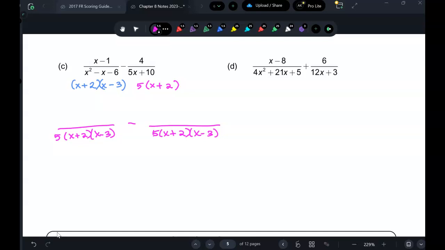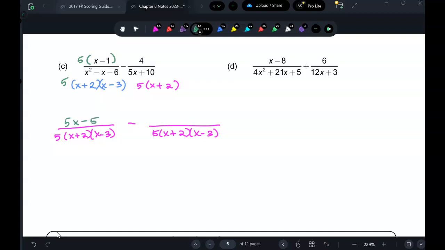Okay. So look at the first one. We have the x plus 2, x minus 3. What are we missing? 5. So I'm going to multiply the top by 5. I'm kind of understanding this. So we get 5x minus 5.